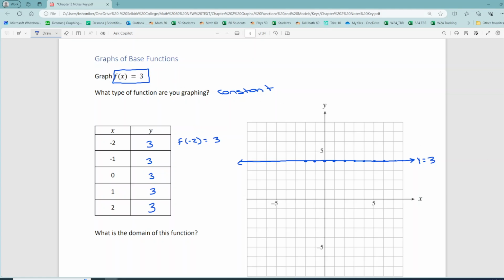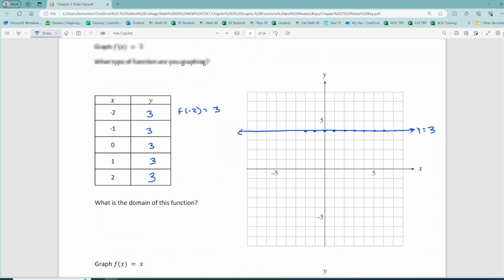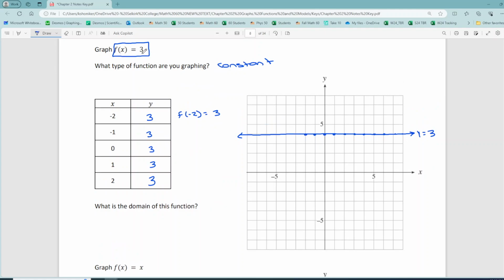And if I asked you what is the domain of this function, well, where is it casting a shadow? Or you can think of it, which I like to think of more, as what are the values of x that I can put into this equation? Well, since there is no x, I can put whatever I want. So my domain is everything, negative infinity to infinity, or all real numbers.